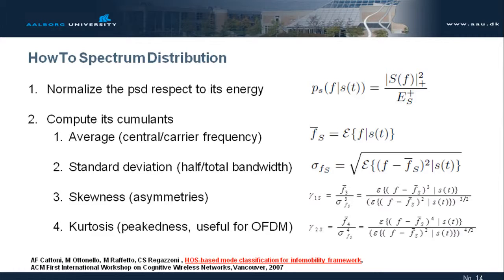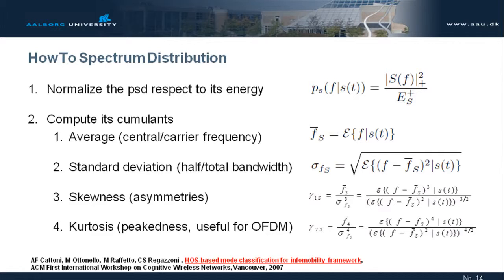The skewness, which is the third order cumulant, gives you an indication about the asymmetries of the distribution, if it is left-centered or right-centered, where is the peak compared to the center of the bandwidth of the signal.